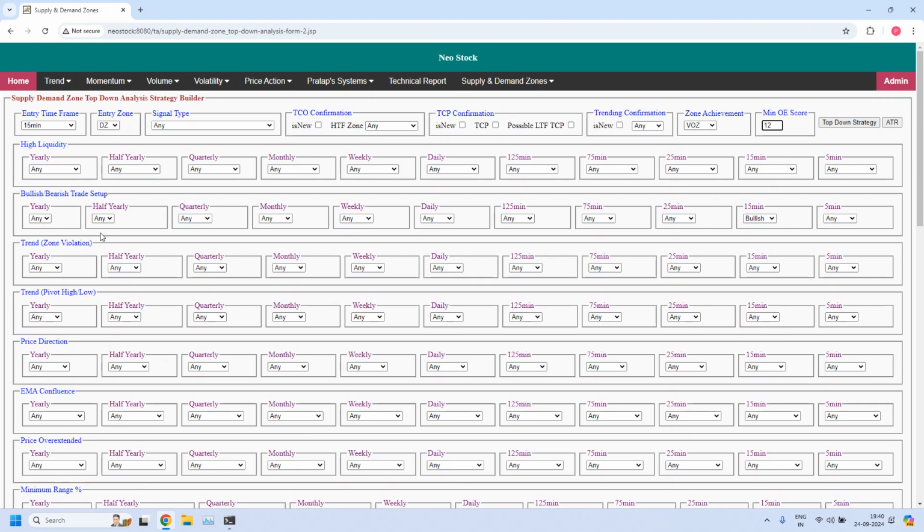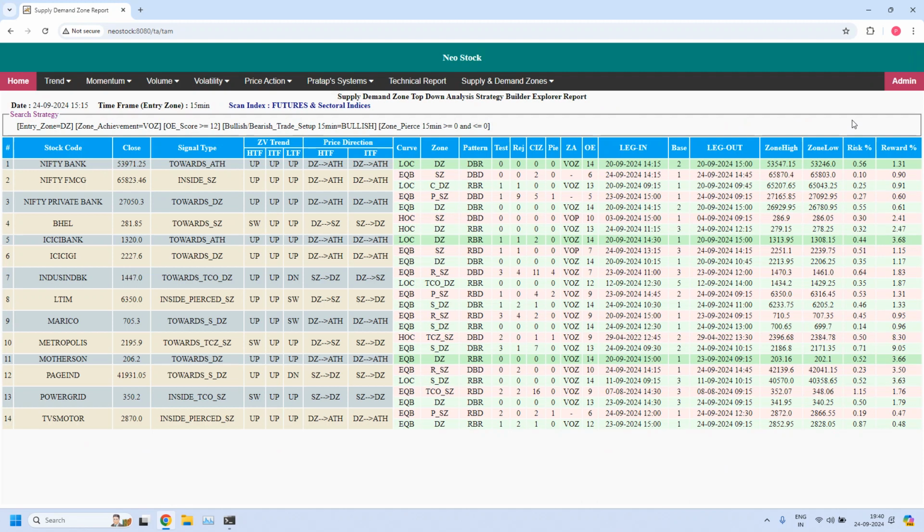All the 3 filters are applied to 15 minutes demand zone. So 14 stocks are filtered. All these 14 stocks are currently supporting bullish trade setup for daily income trade, that is entry time frame 15 minutes.